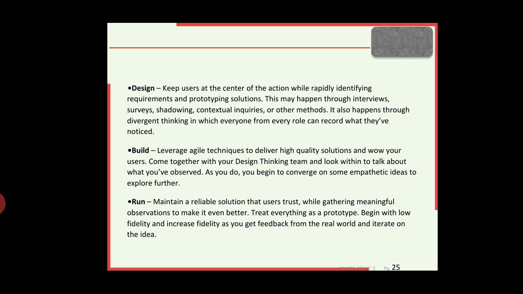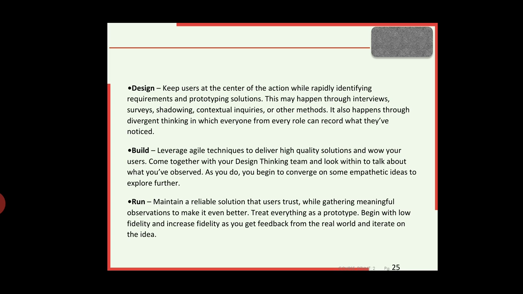It also happens through divergent thinking, in which everyone from every role can record what they have noticed. When a person designs a particular product or project, keep the particular user at the center of the action, while rapidly identifying the requirements we need for that project, and prototyping to start our creative solution. This may occur through interviews, surveys, shadowing, contextual inquiries or other methods. It also happens through divergent thinking.